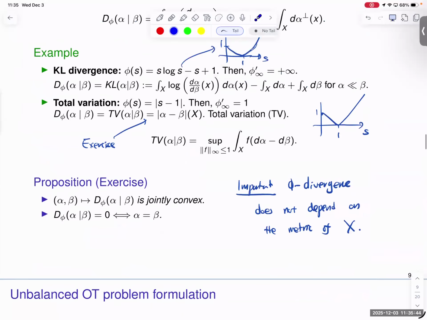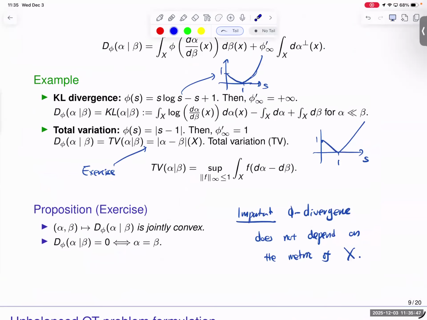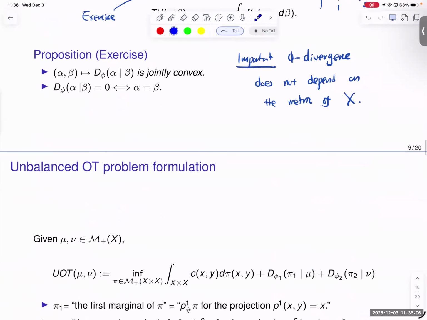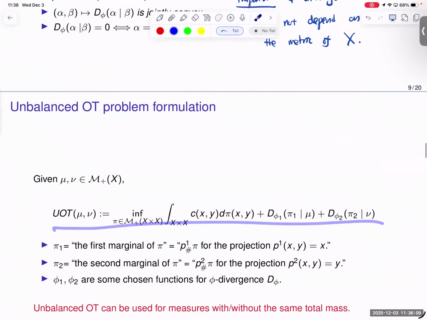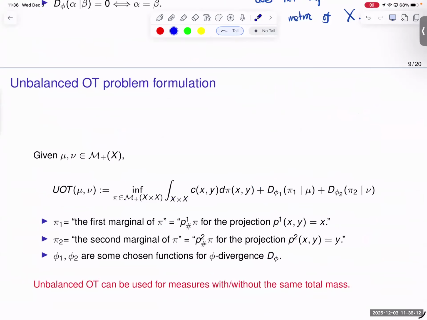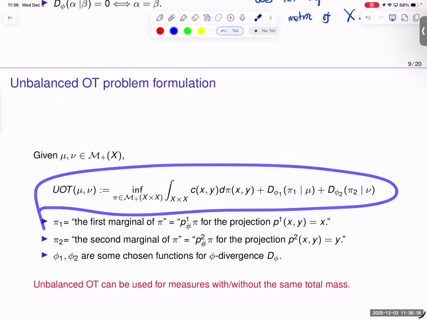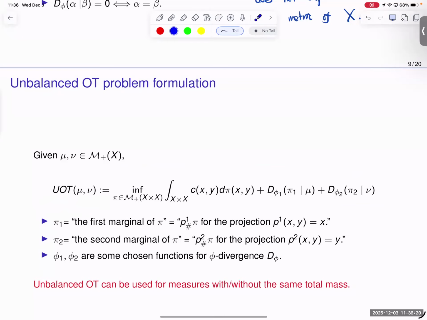Okay, then how do you combine this horizontal and vertical analysis? Let's say this phi divergence gives some kind of horizontal analysis, and then we have this optimal transport cost respecting the vertical analysis. Then how do you combine? We just simply add these two. That's how they did it. So this is the formula to define this unbalanced optimal transport between these two positive measures.